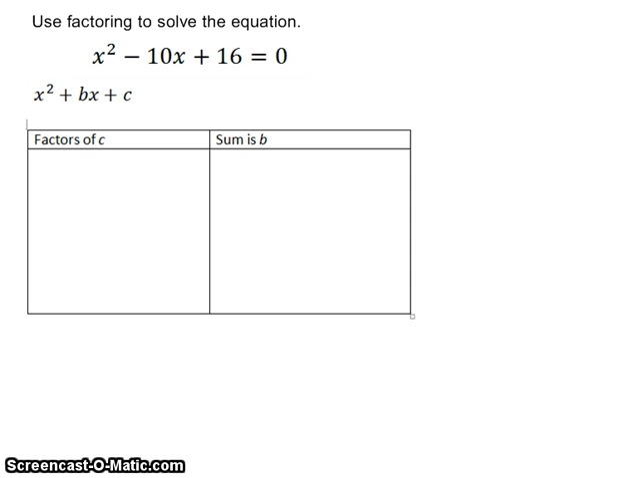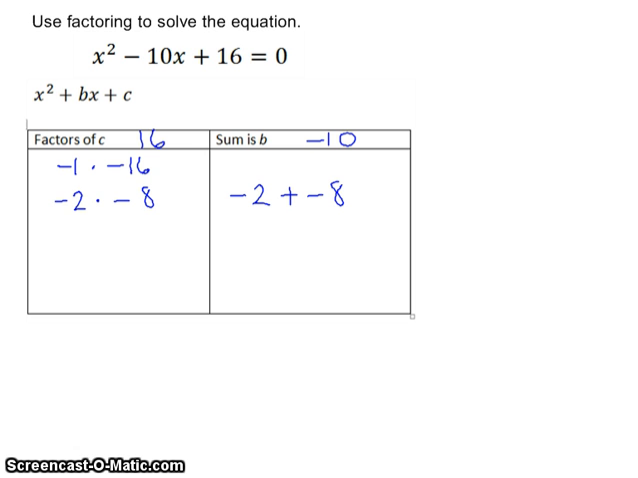Okay, let's try another one. We're going to use factoring to solve. So we want two numbers who multiply to give us 16, who have a sum of negative 10. So we know these numbers have to be negative. Well, negative 1 times negative 16, that doesn't work. We could do negative 2 times negative 8. That looks like it works because negative 2 plus negative 8 gives us negative 10.